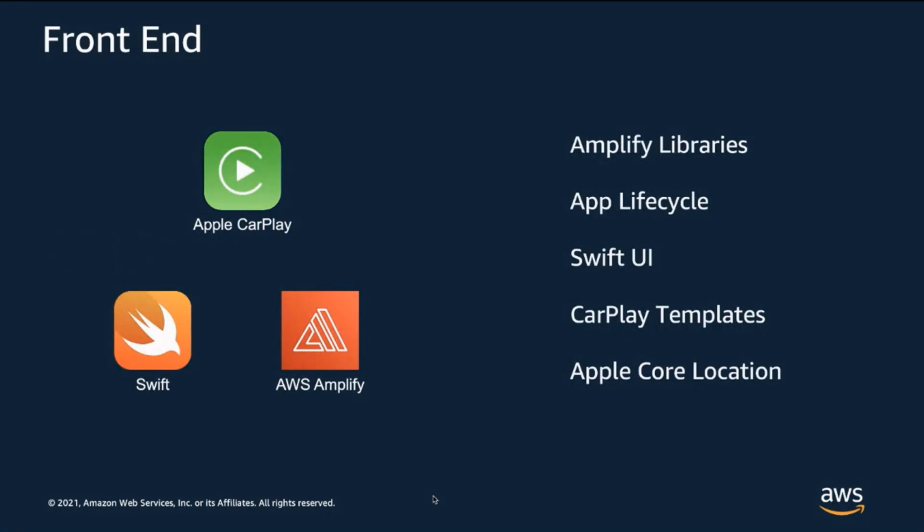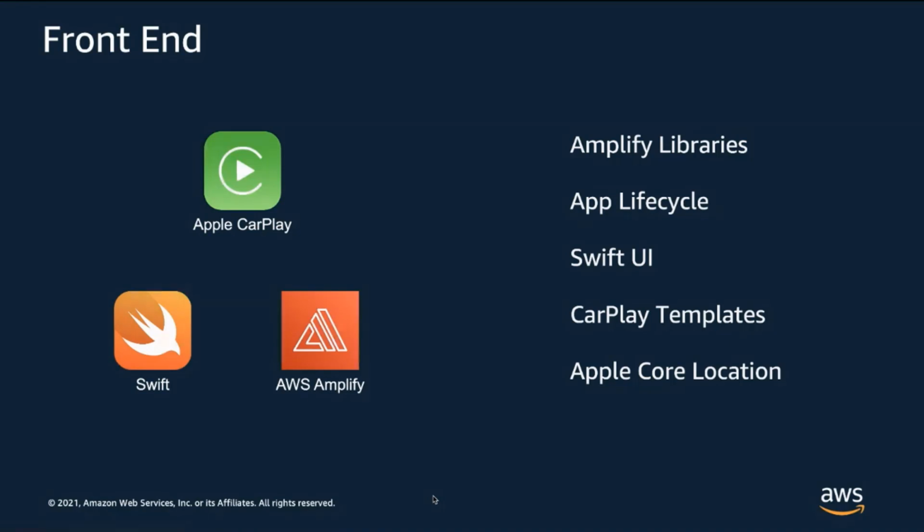So that takes us to the front end. A few things that we want to explore on the front end of the application are the use of Amplify libraries. We looked at the Amplify CLI initially, which is how we scaffolded out our API. Now we're going to use Amplify iOS libraries that are Swift-based to interact with that API. We're also going to look at the app lifecycle of a CarPlay app.